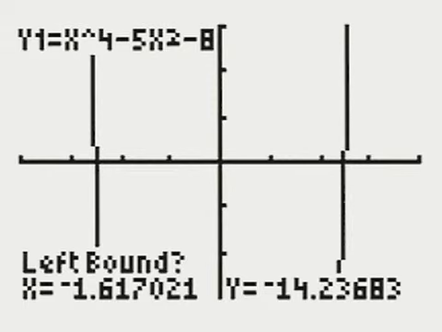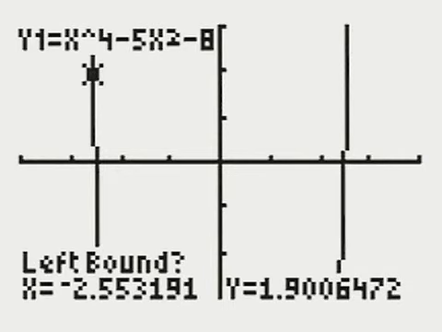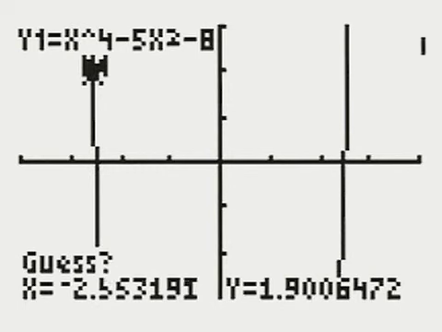We notice that as we scroll to the left, the y value is now increasing. It's getting bigger, and then we can see our cursor. So here we're clearly to the left of the point we're interested in, so we hit enter to select that. For the right bound, we want to move to the right, so we hit enter. Now for our guess, we'd like to move close to that point, but if I try to move left or right, I keep jumping back and forth to my bounds. It's not a big problem. We can use the bounds as a guess, so we'll just hit enter here for our guess. And we'll get that our first solution to this equation is negative 2.50.